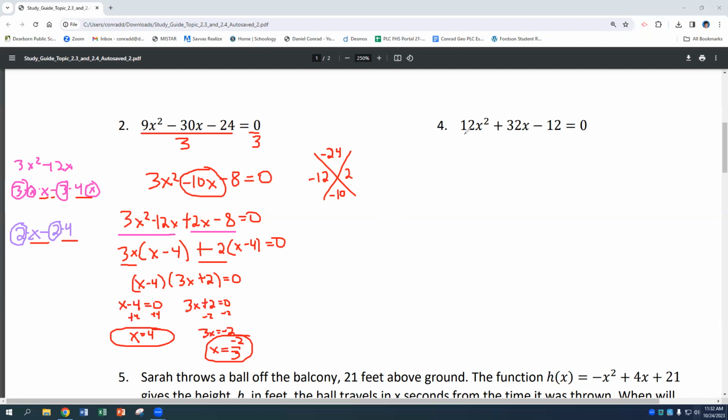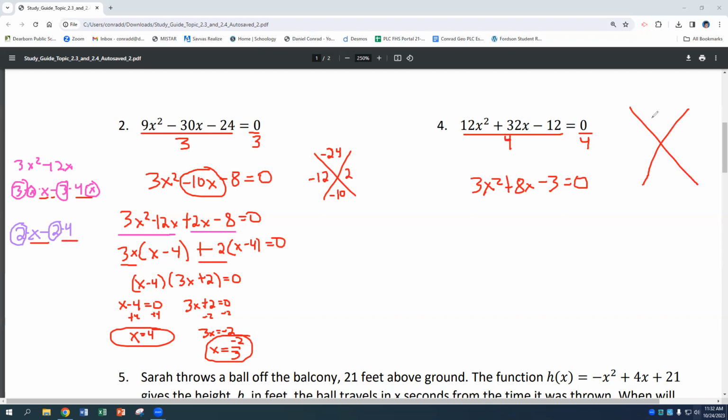Okay, in the next one, I noticed they're all even, so I can divide everything by at least 2. But I can also divide everything by 4, right? So that's going to be 3x squared plus 8x minus 3 equals 0. This way it just gives me some easier numbers to work with. Rather than working with double-digit numbers like 12, 32, and 12, I can now work with 3, 8, and negative 3. A is still not equal to 1, so we need to do a factor by grouping.